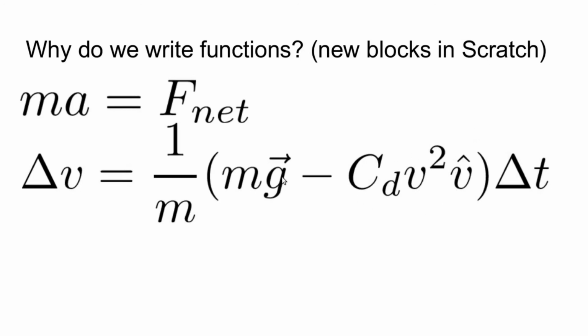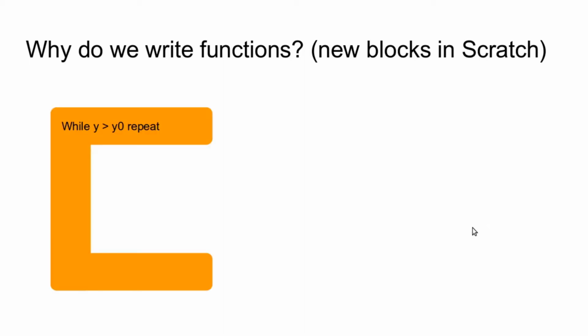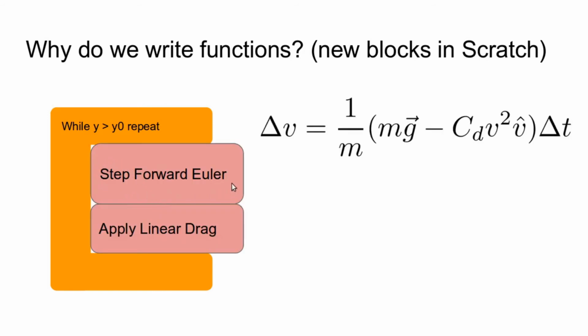So let's see how we can put these two terms in the code and why we use functions to do this. Well, I see there are just two things I need to do. I need to update the velocity based on gravity, and now I need to update the velocity based on the drag. So suppose I'm looking at my code. I have a really simple loop. Repeat while the height of the rocket is greater than the height that I started. So what do I need to do as long as that's happening? I need to use my step forward Euler function, and I need to have an apply linear drag function. And maybe this drag function should be inside this forward Euler function so that I'm simulating the effect of these both being inside the parentheses here.